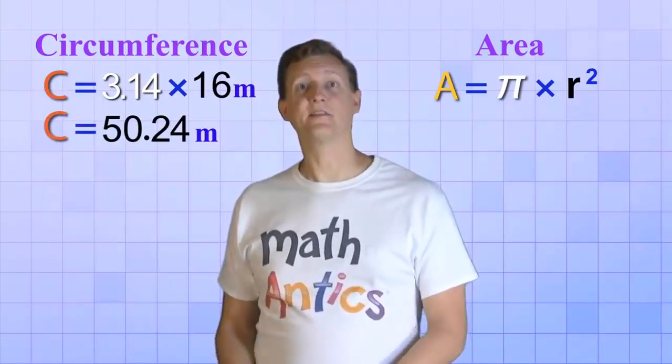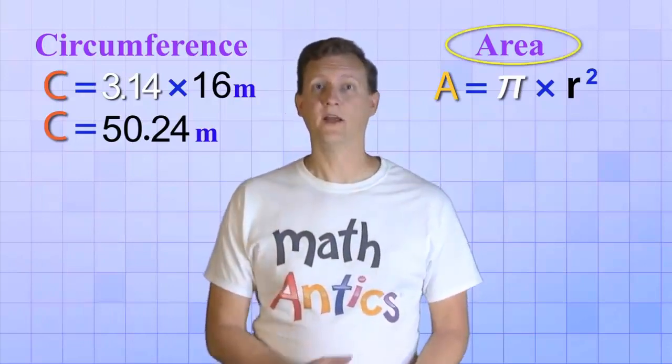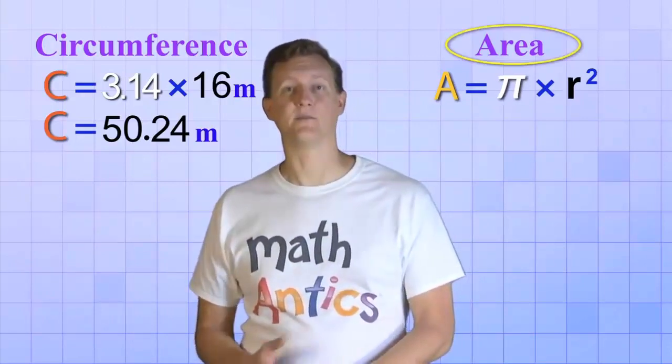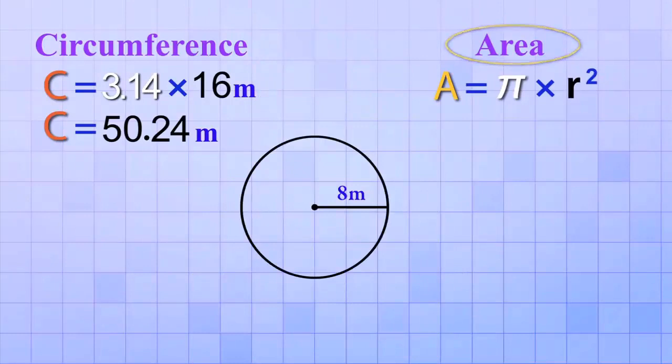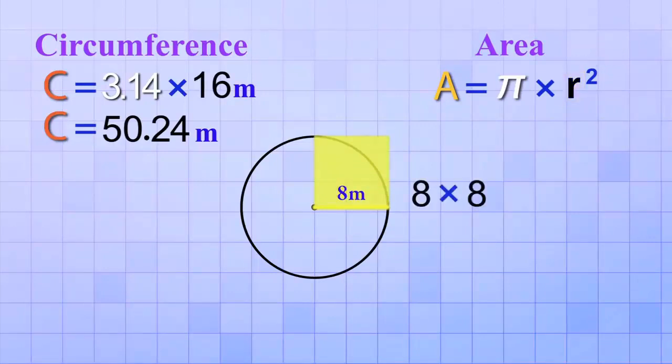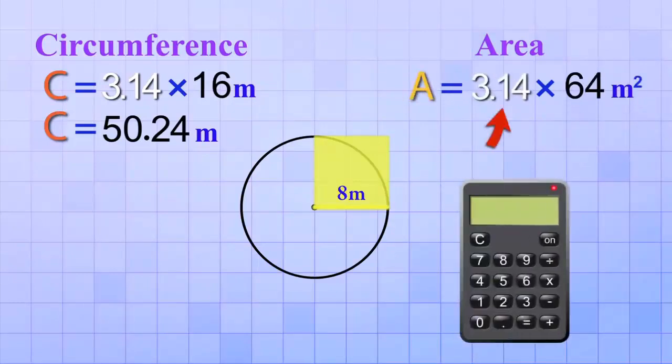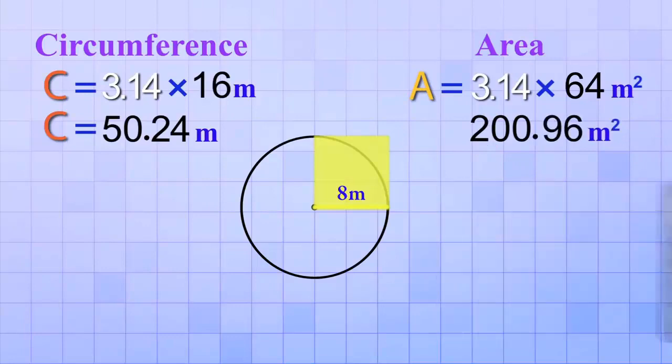All right, now let's find the area using our formula, area equals pi times r squared. Again, we start with the radius, but instead of doubling it, we square it. That means we multiply it by itself. 8 meters times 8 meters equals 64 meters squared. Then we multiply that by pi. 64 times 3.14 equals 200.96 meters squared. That's the area of this circle.